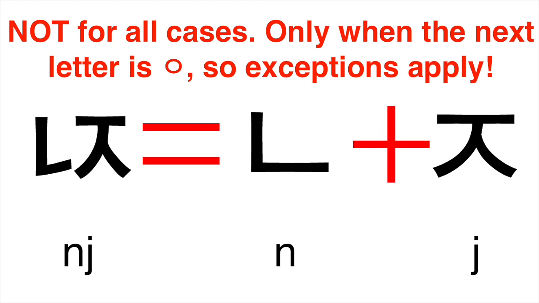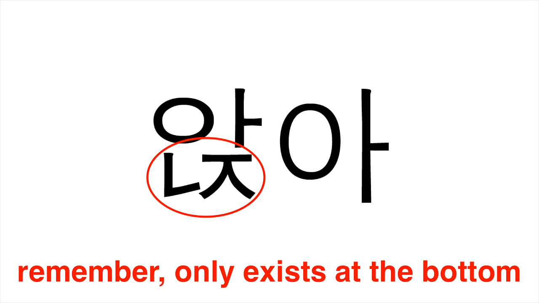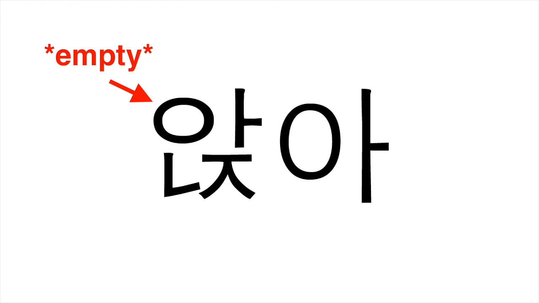So what would it sound like? Let's take a real Korean word as an example. The word you see means sit down, and as you can see, there is the double consonant at the bottom of the first letter. The iung has an empty sound, remember? And this is the first vowel a, combined with ni은 and jiut. This word is pronounced anja.